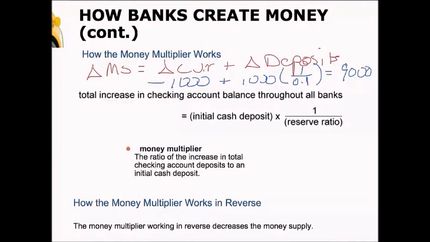The banks can also destroy money. The money multiplier works in reverse. If you withdraw currency from a bank, then all of this goes in the opposite direction. Deposits go down by $1,000, currency goes up by $1,000, and the overall money supply would shrink by $9,000 given this money multiplier.